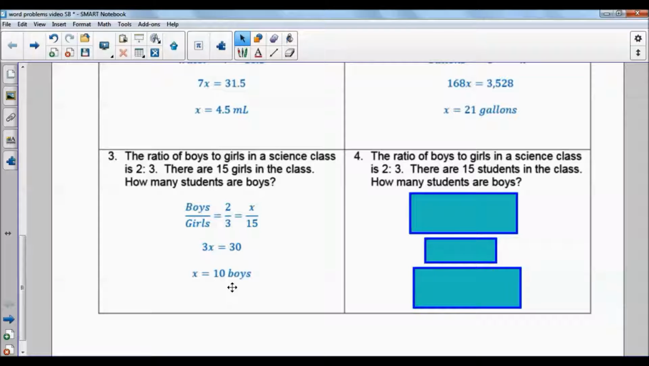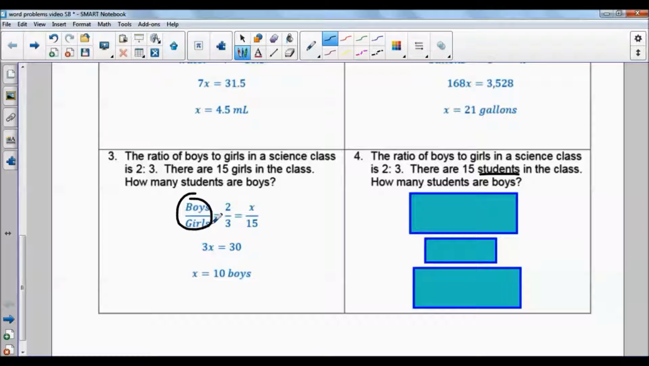Okay, so far all of these have been pretty straightforward. This next one is a little bit trickier. It looks almost exactly like the one we just did, except for this time, the ratio of boys to girls in a science class is 2 to 3. That's the same. There are 15 students in the class. Not boys, not girls, 15 total students. So how many are boys is our question. So let's look at our proportion that we set up over here, right? We set up boys to girls.